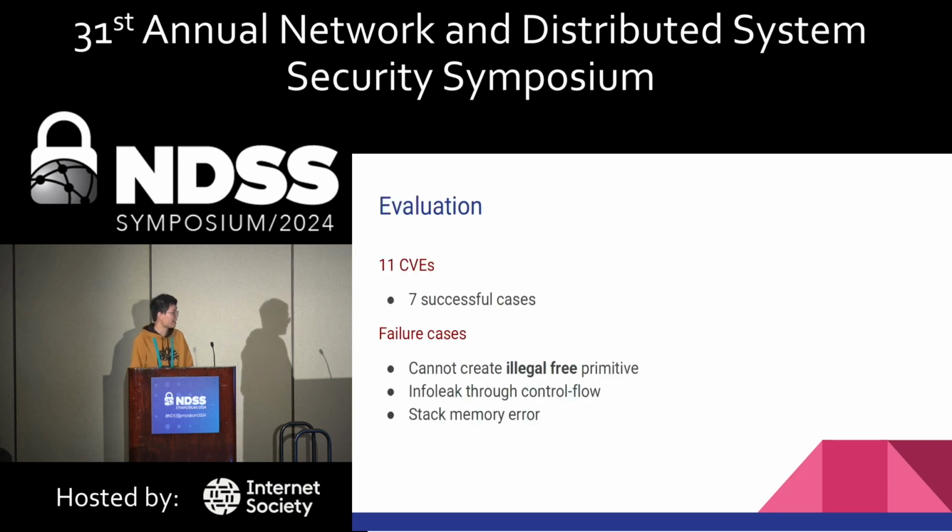We also evaluate our tools with 11 CVEs. And we are able to find Infoleak paths for 7 of them. However, we failed on the remaining cases for the following reasons.